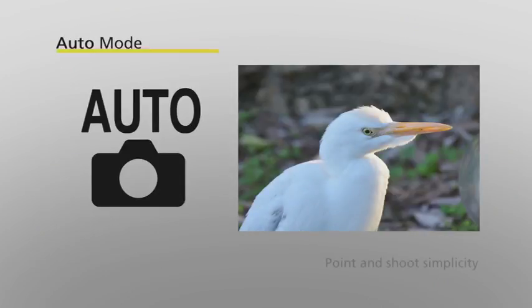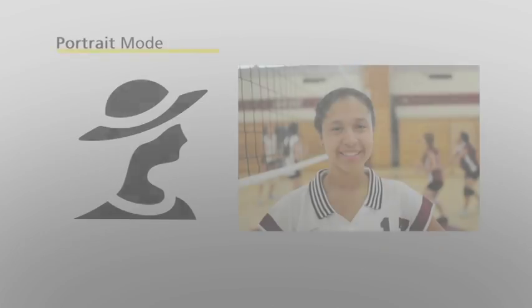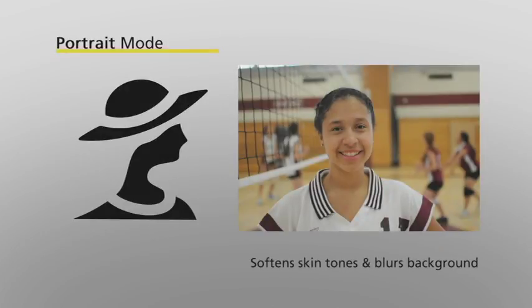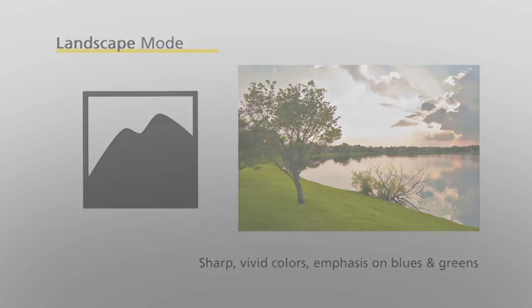We already use the auto mode for point and shoot simplicity, but there's also the auto flash off mode, which is ideal to use where flash photography is prohibited or when a flash would create an unwanted reflection. Portrait mode offers soft, natural skin tones and slightly blurs the background so that your subject stands out. Landscape gives you sharp, vividly colored pictures with an emphasis on blues and greens.